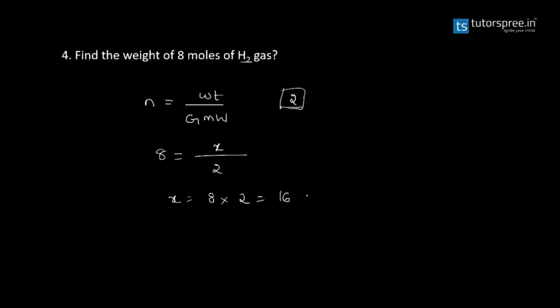Clear? Now, here we will be converting moles to weight. Same formula we use: number of moles is equal to weight by gram molecular weight. Here the molecular weight of hydrogen will be 2 as it is a diatomic molecule. The number of moles is given as 8. The weight we need to find out. The gram molecular weight is 2. So, X will be equal to 8 into 2, which is equal to 16 grams.